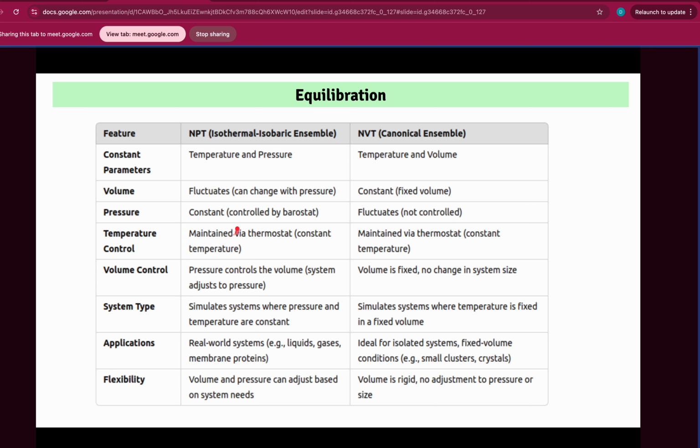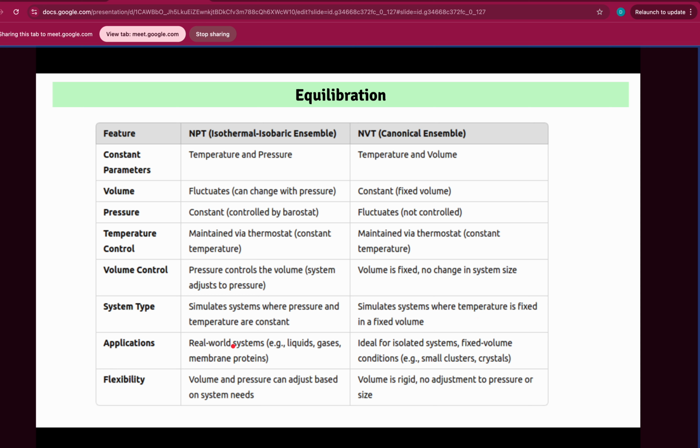Temperature control: in both NPT and NVT we maintain constant temperature. Volume control: in NPT we do not control the volume, the system adjusts to pressure. If pressure changes, volume can change, whereas in NVT volume is fixed, so there is no change in the size of my system. System type: NPT simulates the system where pressure and temperature are constant, whereas NVT simulates the system where temperature is fixed in a fixed volume.